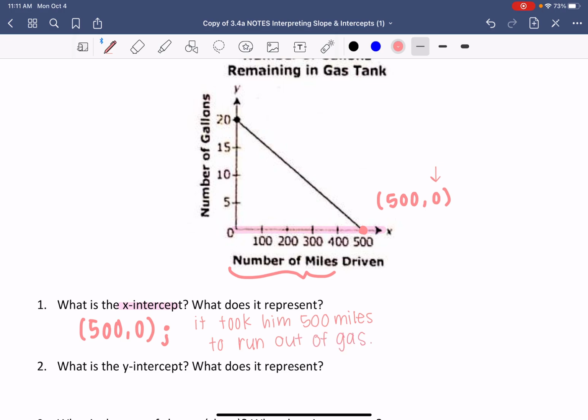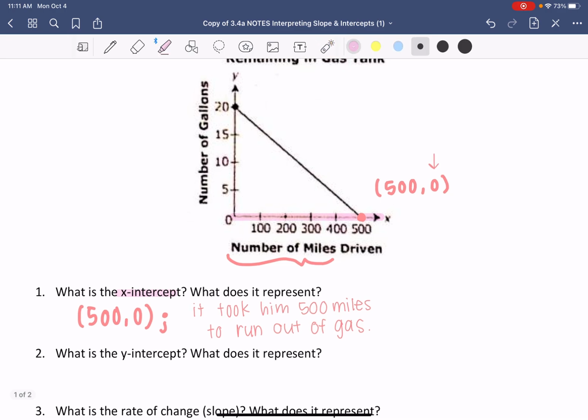Okay, so biggest thing is that you're using both miles and gallons in your representation of the x, y, and the slope. All right, so this next one, it says, what is the y-intercept? So the y-intercept is where the line intercepts the y-axis. So it intercepts the y-axis at our point 0, 20.